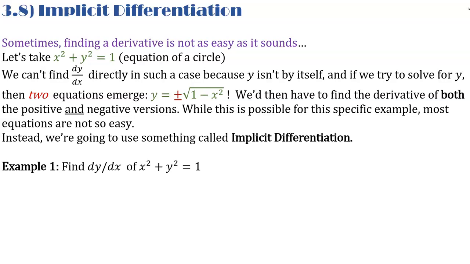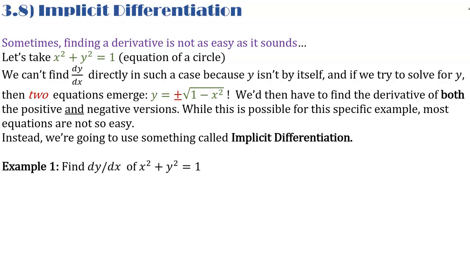If we have something like the equation of a circle here, if you tried to solve for y, you would end up taking the square root of both sides, which gives you the plus minus. And that gives you two different equations for y, and you would have to find the derivative of both versions, which doesn't really work so well, and it's definitely not nice. So instead, we do something called implicit differentiation.